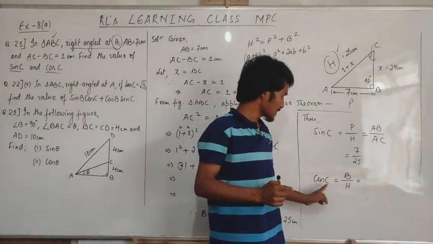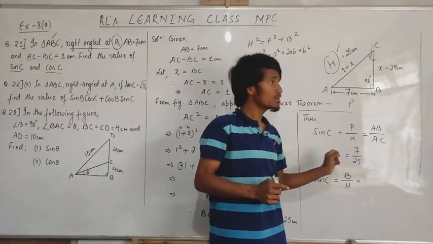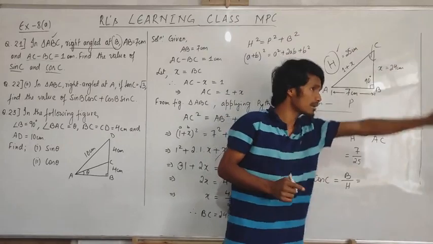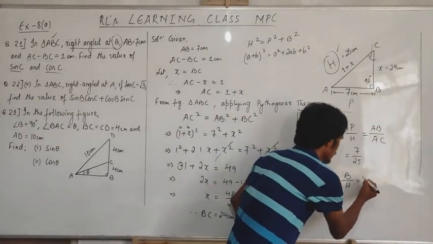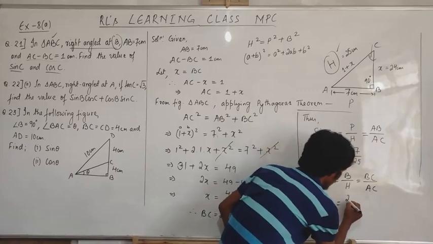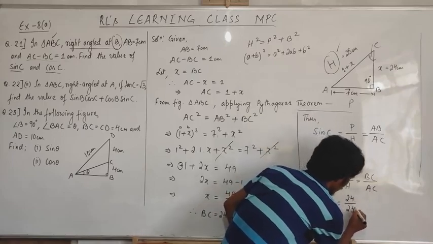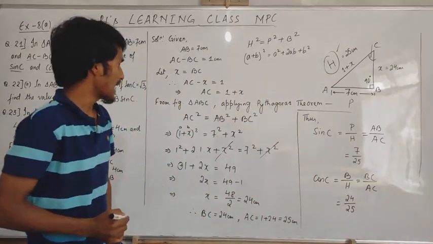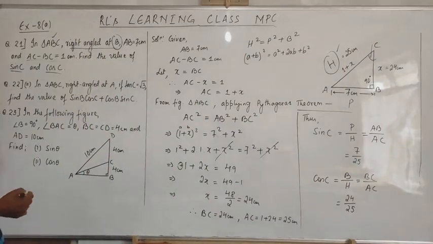Then this cos C is adjacent to this C, so that will be the base, and this will be BC by AC, which is equal to 24 by 25. Now this will be the answer for question number 21. Okay, now come to question number 22.